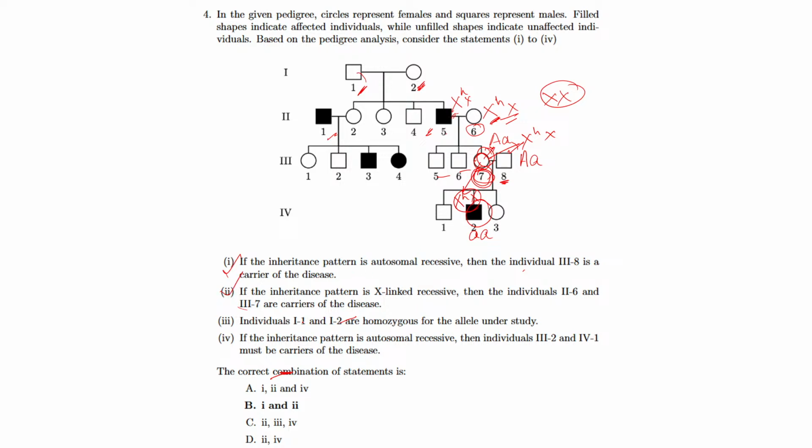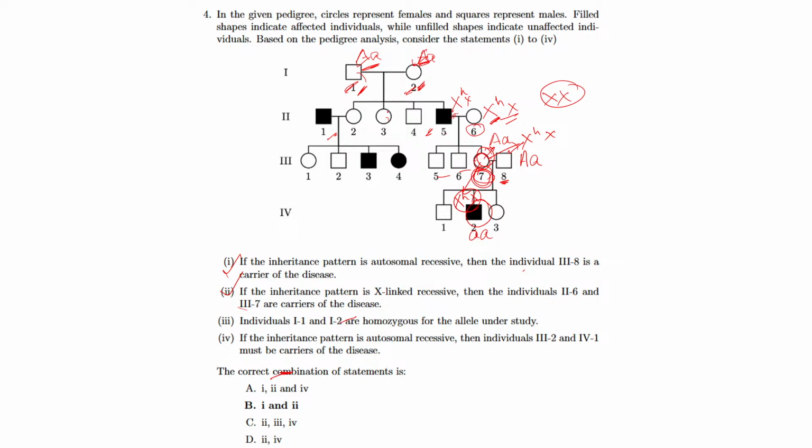The third one says that individuals 1-1 and 1-2 are homozygous for the allele under study. No, they are not homozygous for the allele under study. If the alleles present over here were heterozygous, for an autosomal dominant trait this would be A and A, so then these should be affected individuals, but they are not affected.